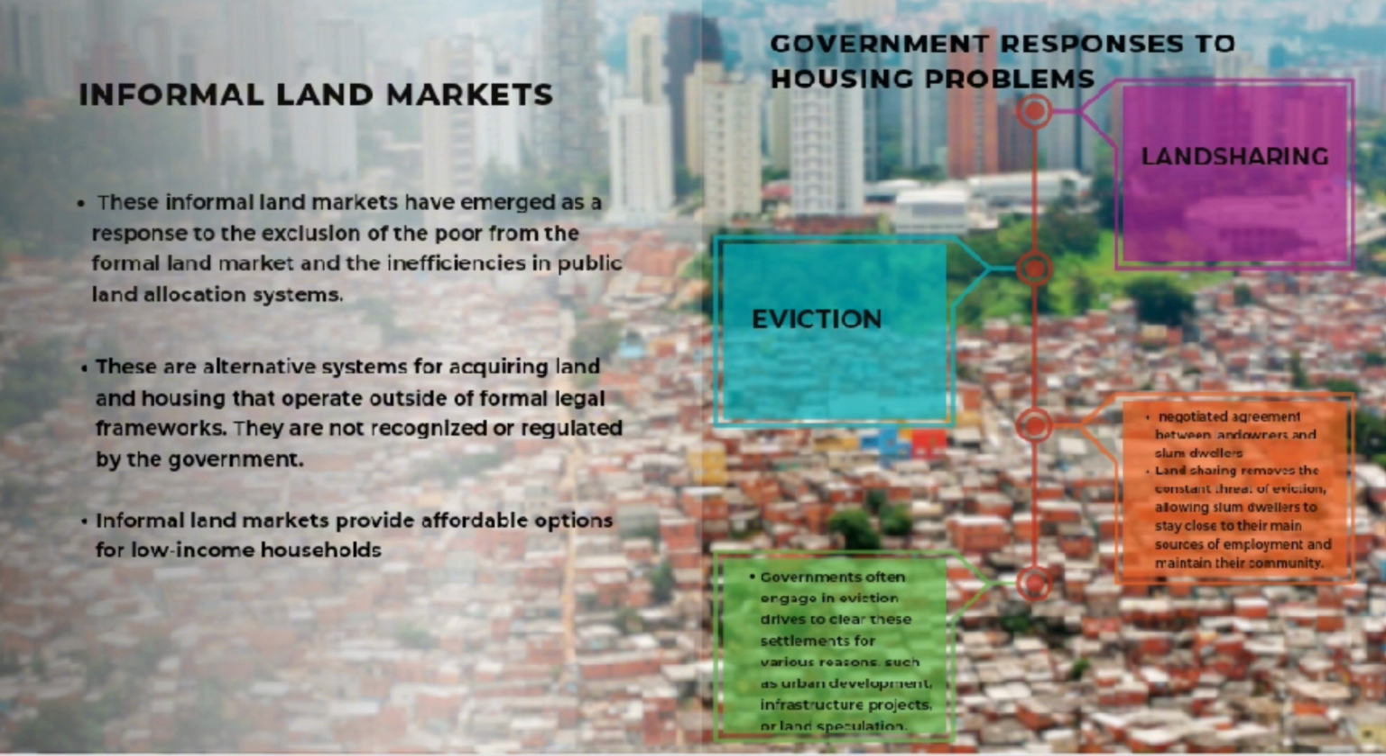So, how does government respond to the housing problems? Eviction and land sharing. So, government often engages in eviction drives to clear these settlements for various reasons such as urban development, infrastructure projects, or land speculation. Eviction can lead to homelessness and displacement of vulnerable populations.